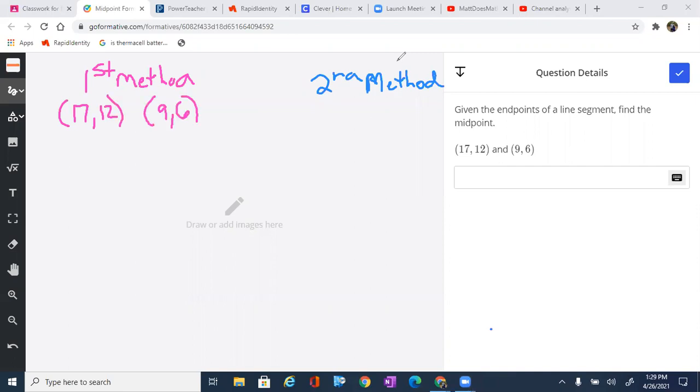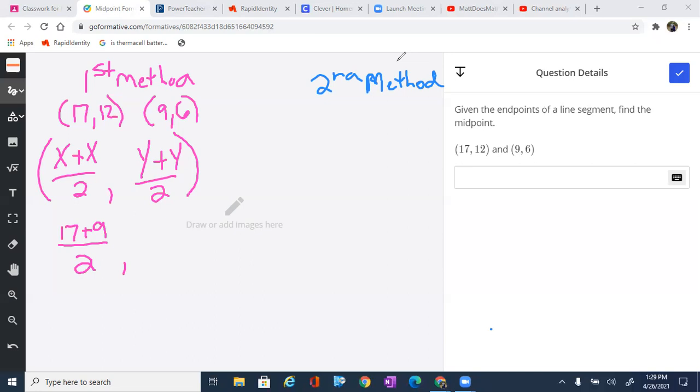We have a formula that we can follow, and that is simply we add the two x's together and we divide by 2, and then we add the two y's together and we divide by 2. So in this case, we would take 17 plus 9 and divide by 2, and we would take 12 and 6 and divide by 2. 17 and 9 are our x's, 12 and 6 are our y values.